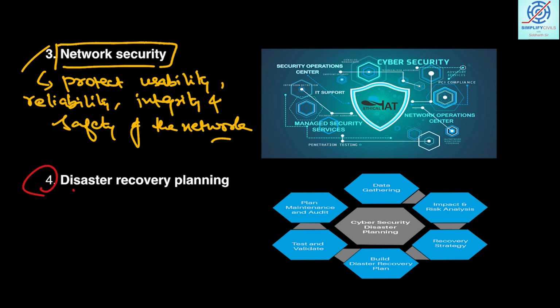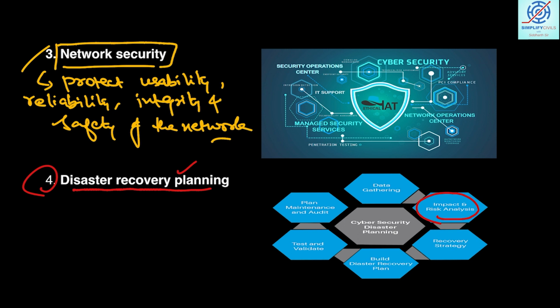The fourth point is disaster recovery planning. We need to ensure that even if some kind of attack happens, first of all, before the attack, we should ensure impact and risk analysis that can prevail during the particular working of the application. So we need to be sure what are the risks associated with the kind of application or network we are working on. First we analyze it.